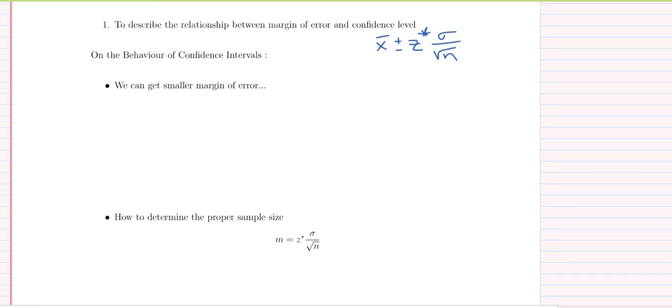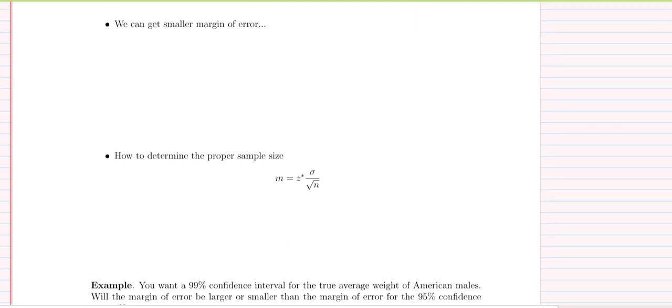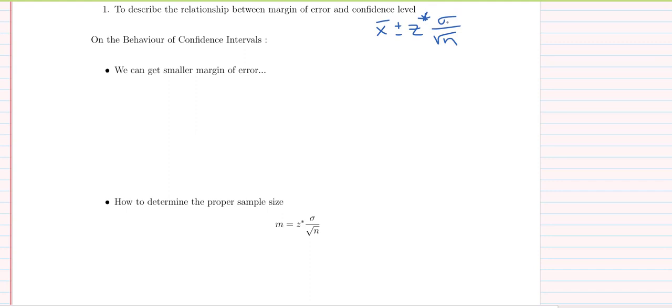All right, so how can we get a smaller margin of error? Remember, we want to be as accurate as possible. We want to be able to estimate our mu very, very well. So we can get a smaller margin of error, which implies better accuracy, if we do the following three things. One, we can decrease sigma. So this fraction will become smaller, and when you're multiplying by a small value, this entire margin of error becomes smaller.